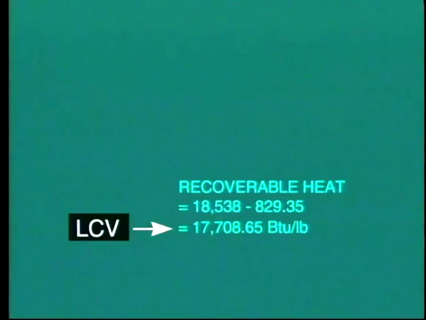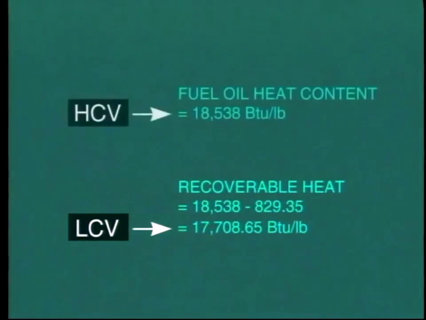The real implication of this is that all of the heat in the hydrogen contained in the fuel is in fact not available. In other words, the recoverable heat content of the fuel oil is actually 18,538 minus 829.35, and this equals 17,708.65 BTU per pound. This value is actually known as the lower calorific value, indicated as LCV. The higher number that we quoted earlier is known as the HCV, higher calorific value.